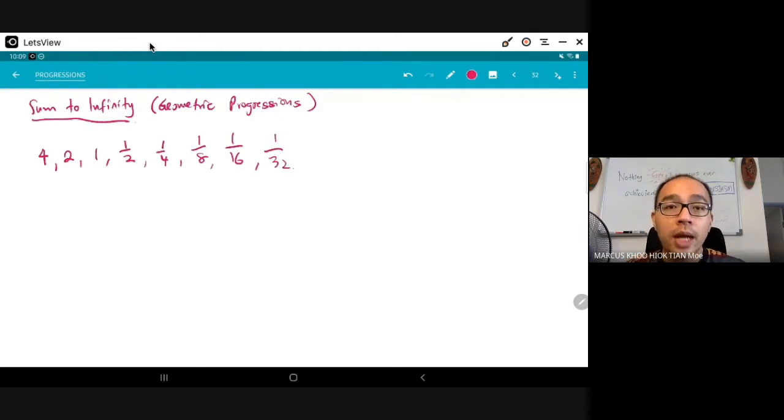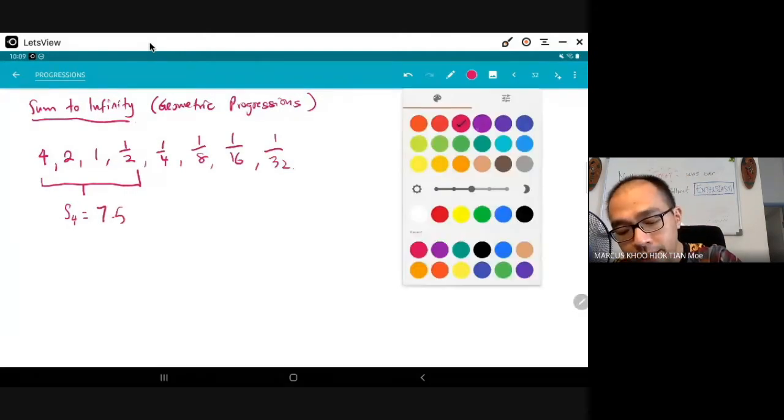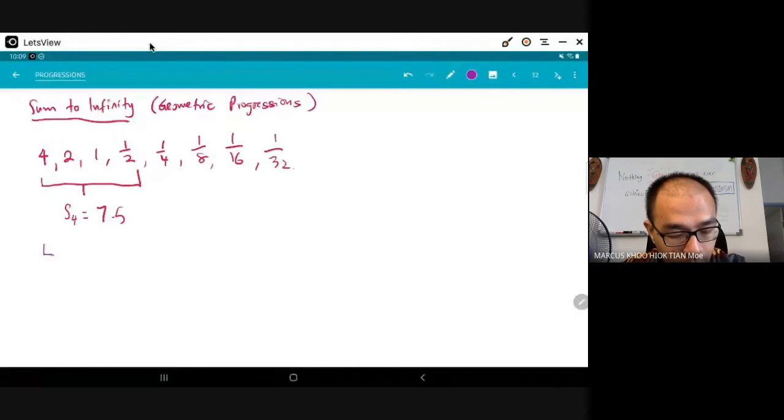So what I want you to notice is this. First of all, let's add all this together. Let's say we add the first few. 4 plus 2 plus 1 plus half. How much is this total? So S4 equals 4 plus 2 plus 1 plus half. It's 7.5. Now let's add another one. 4 plus 2 plus 1 plus half plus 1 over 4, S5.